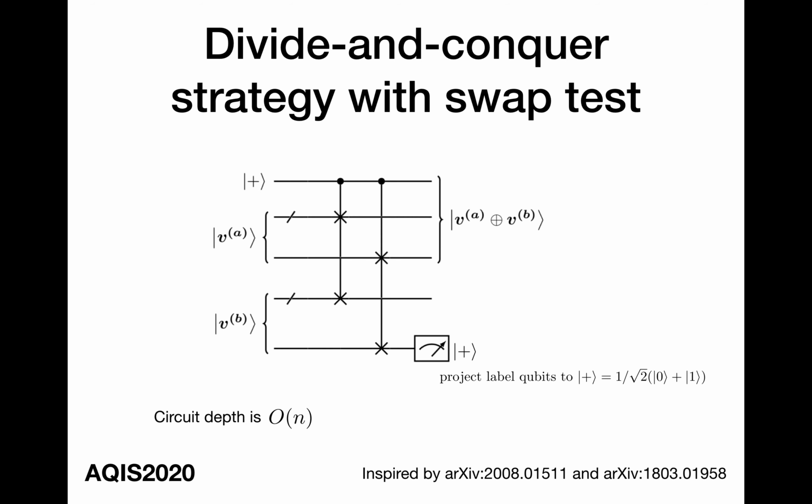Our method is inspired by these two previous works, but they consider a different type of states, and measurements are not considered. Suppose we have n-qubit label encoding states, encoding VA and VB. With these circuits, we finally project one of the value qubits to state plus. If this projection is successful, we can obtain a 2n dimensional label encoding state in this form. This actually corresponds to the direct sum of VA and VB. And this circuit has a low circuit depth that is proportional to the number of qubits.